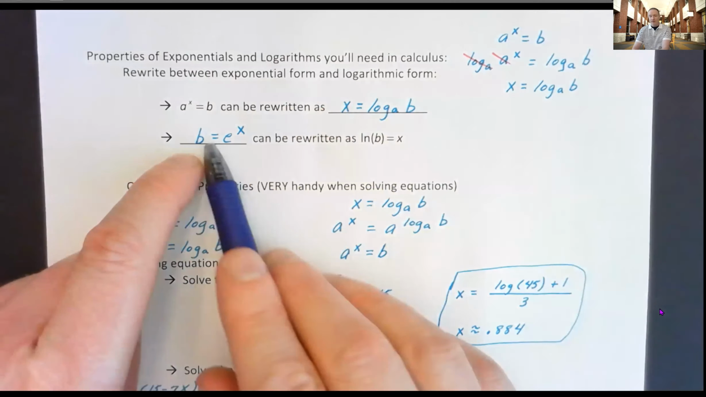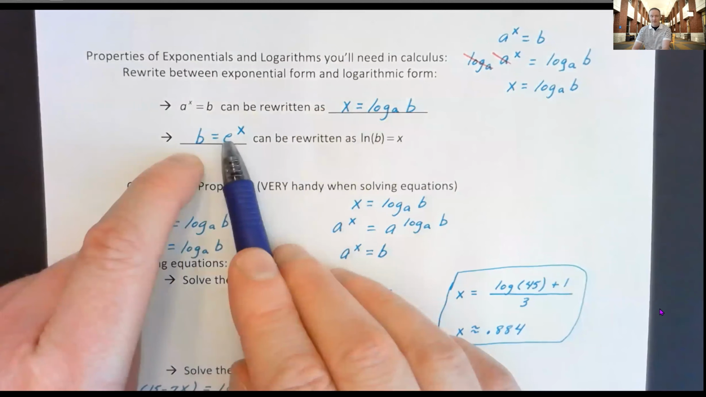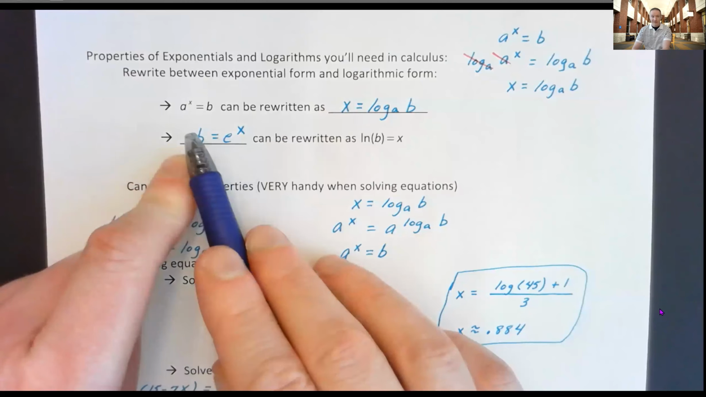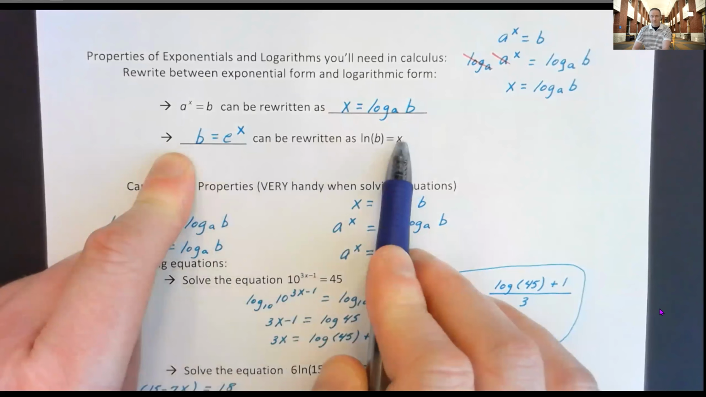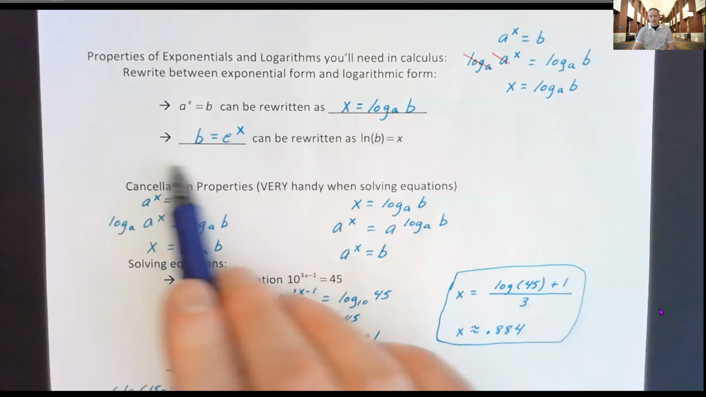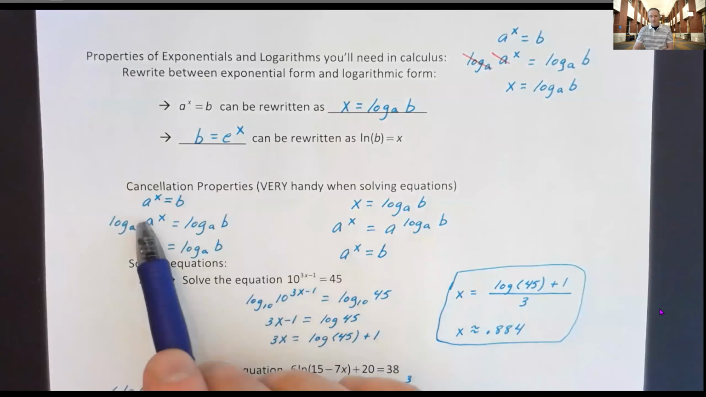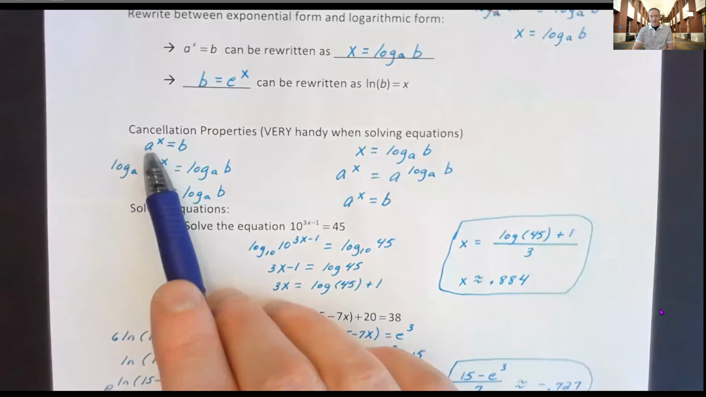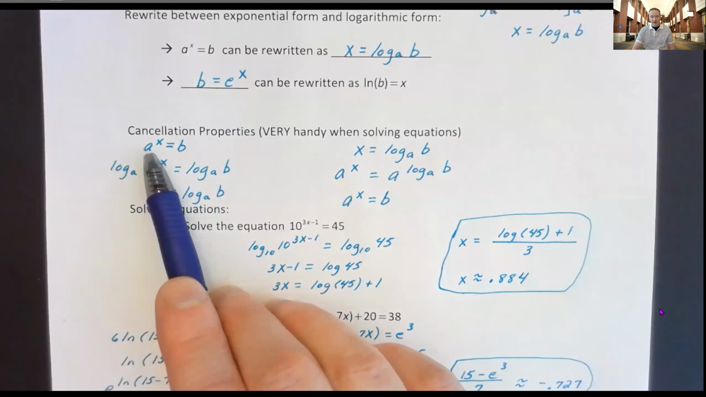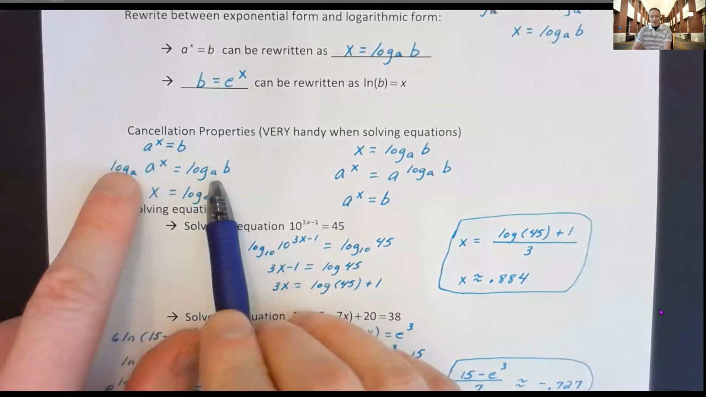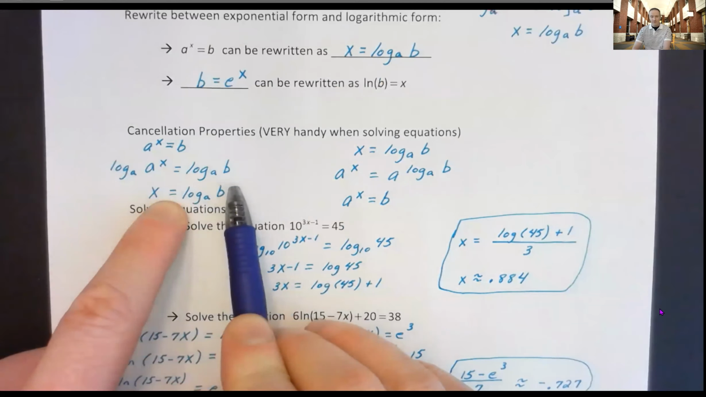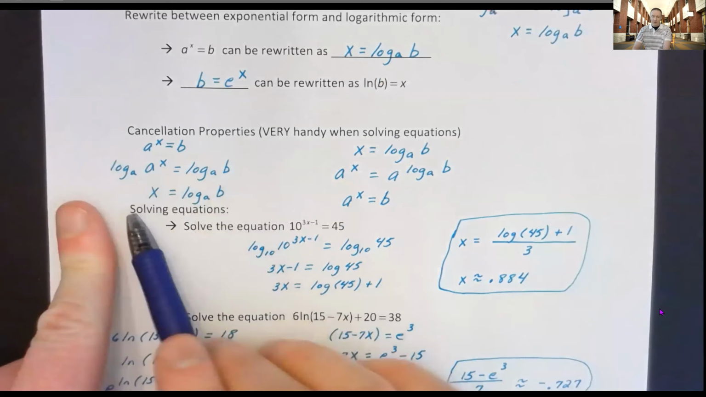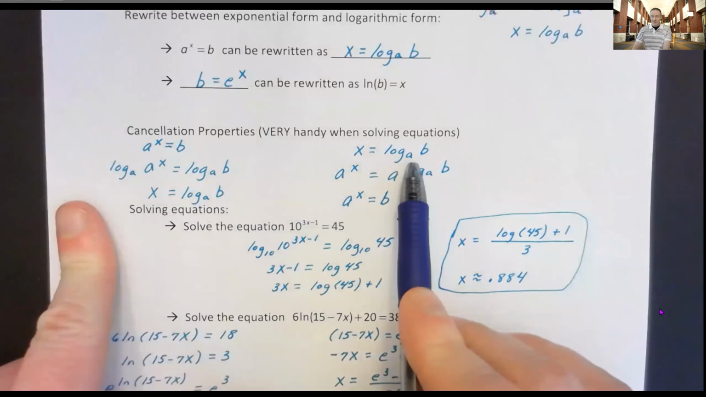Now, what if I have b is equal to e to the x? You say, well, I need to get rid of the exponential base e. How do I do that? Well, I take the natural log of both sides. That'd be the natural log of b is going to equal x. Nice. Now, just to reiterate our cancellation properties, this is the same thing I have up here. If you want to get rid of an exponential base a, what do you do? You take the log base a of both sides, and then you just get x is equal to log base a of b.